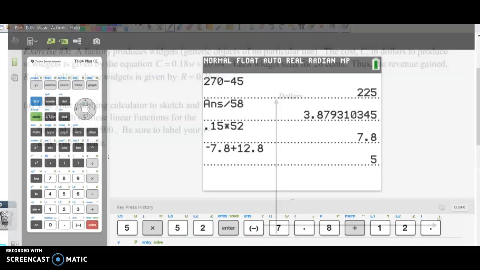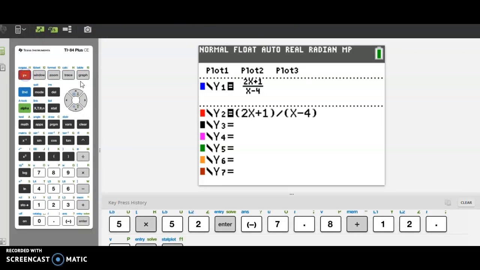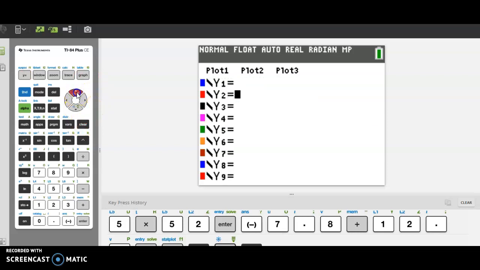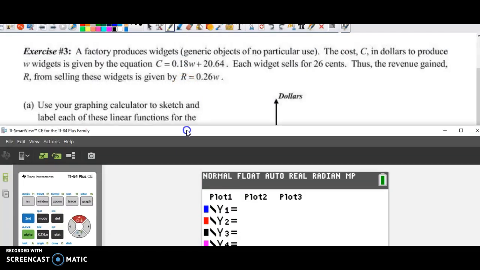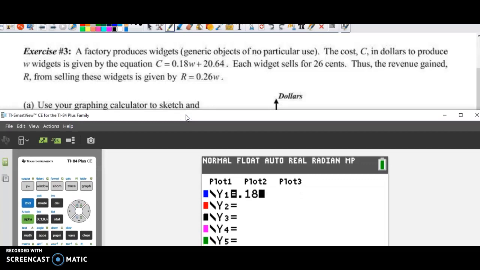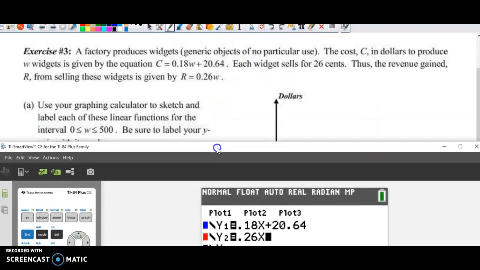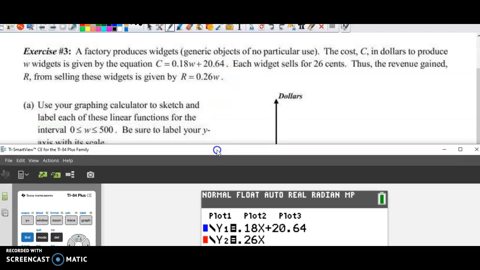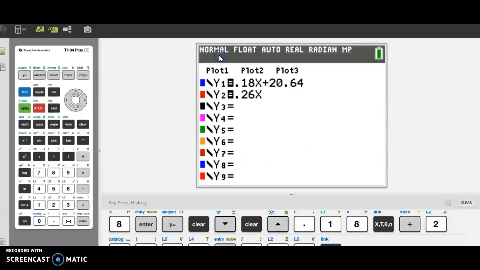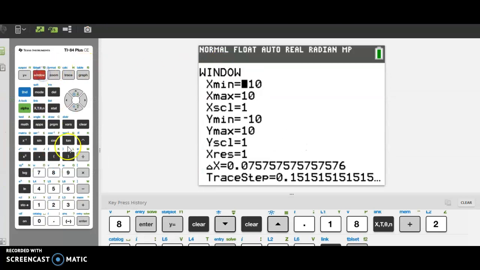Now with a graphing calculator, all you can do is go to y equals, just forgot I still had equations in there, and type in those equations, 0.18, and we don't have a button for w, so leave it as x. I'm just typing into my calculator 0.26x. And notice that the directions say they want to figure out from 0 to 500 widgets. So what I'm going to point out for you is you can change your window to go from 0 to 500.